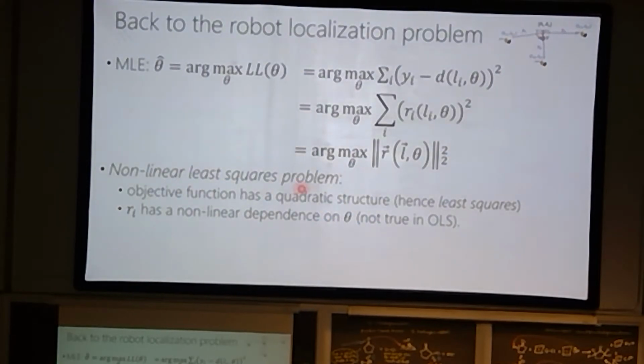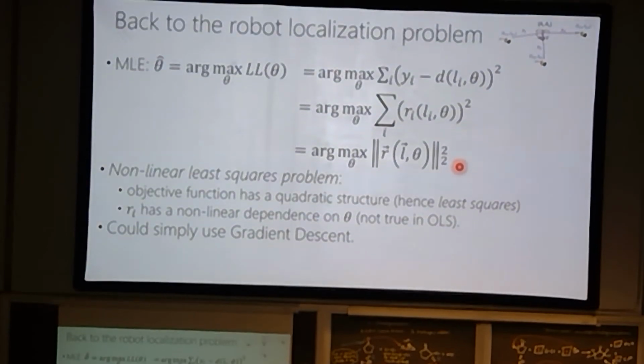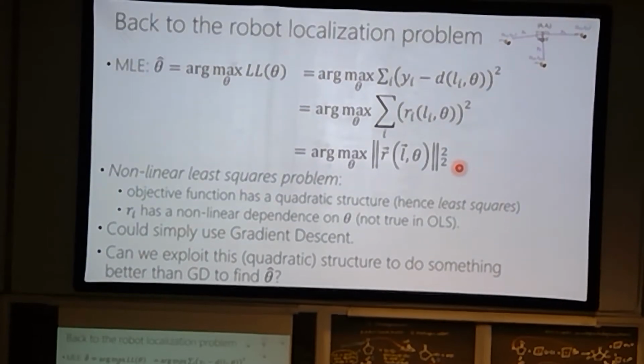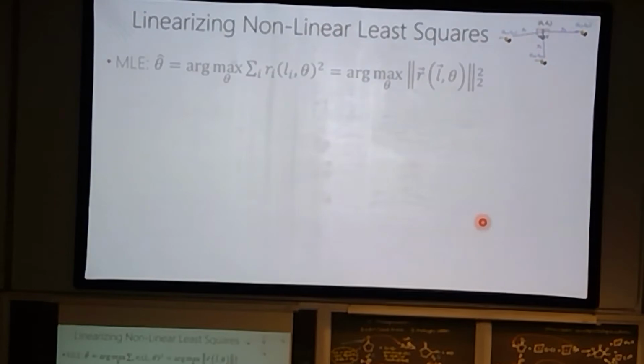Again, just to emphasize, sometimes we write R as the residual, because it's the difference between what you might think of as a prediction from the model and the actual data. In any case, it's because this is not a linear function of theta that things get complicated. We could use gradient descent, and that's why we started with this example, but we can also exploit this quadratic structure of the residuals to do something different. So let's go through that.